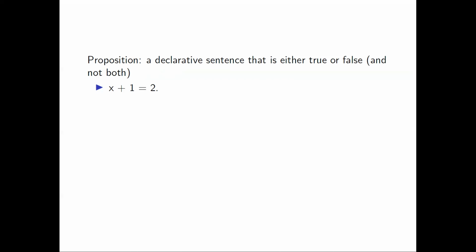So that first one, we saw that was a declarative sentence, but we need to see whether it's true or false, and not both. So that sentence has a variable in it, the x. If we set x equal to 1, then we would have 1 plus 1 equals 2, and this would be true. However, if we set x to 0, we would have 0 plus 1 equals 2, and this would be false. So this declarative sentence does not have a single truth value of true or false. It can have a truth value of true if we have x equal to 1, or it can have a truth value of false if x equals anything else. So this is not a proposition.